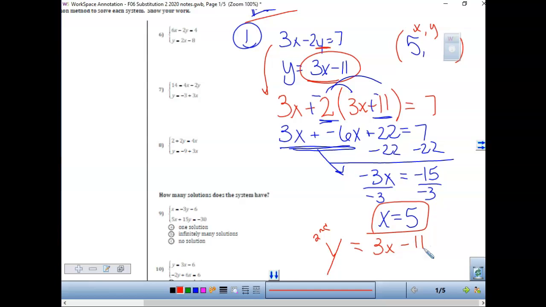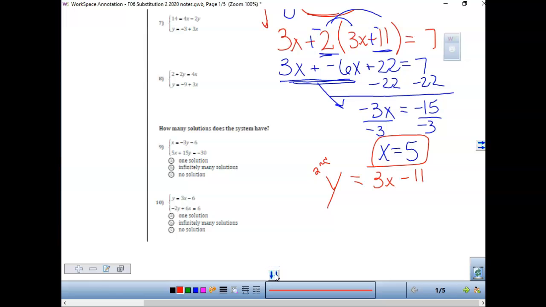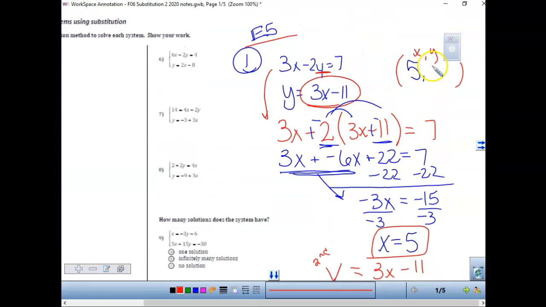Once I have written that, 3x minus 11, what am I replacing x with? 5. So I'm going to go, y equals 3 times 5 minus 11. 15 minus 11. So I have both these circled, but my final answer goes back up here to 5, 4.